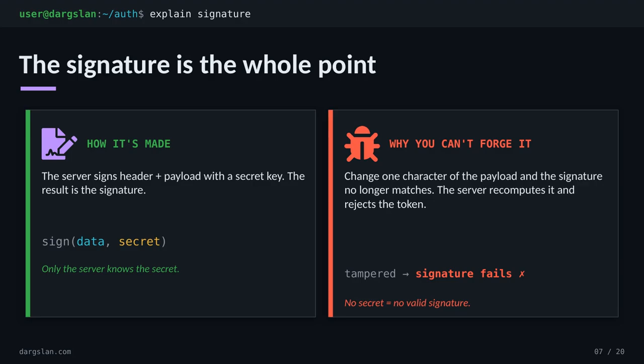The server takes the header and payload, runs them through a signing function with its secret key, and the output gets appended to the token. Now here's why that matters. If anyone changes even a single character of the payload, bumps their role from user to admin, say, the signature stops matching. The server recomputes it on every request, sees the mismatch, and throws the token out. No secret, no valid signature.